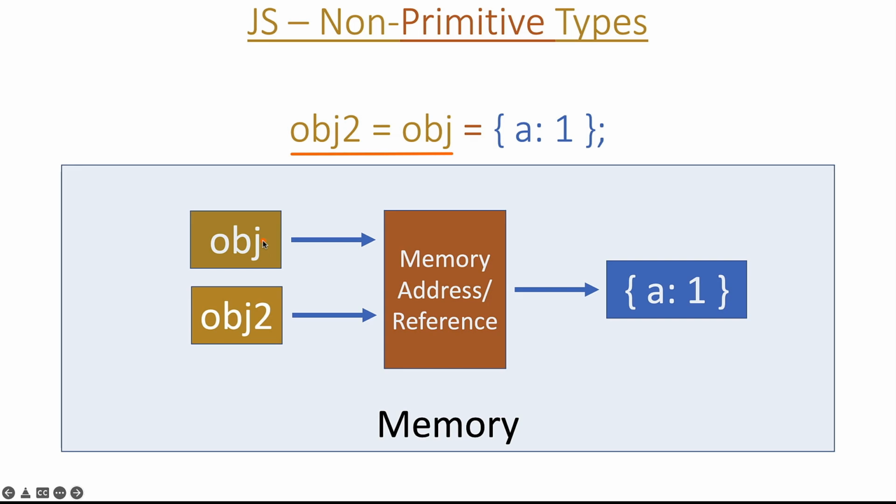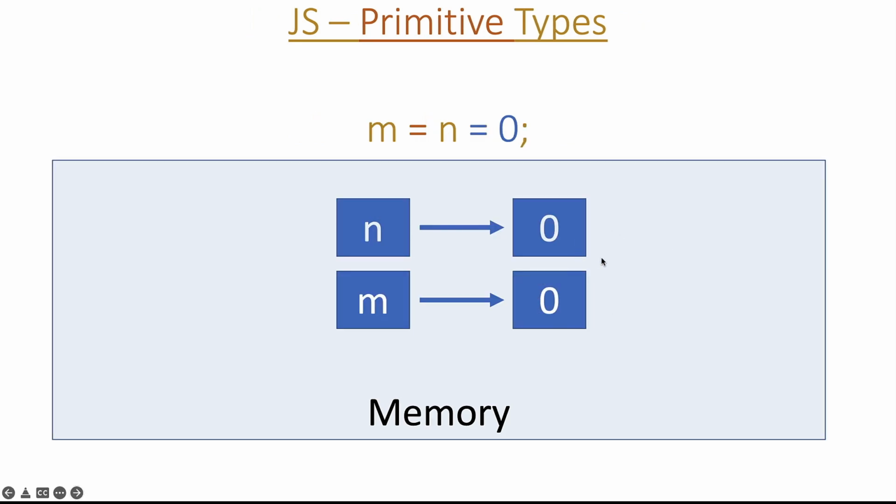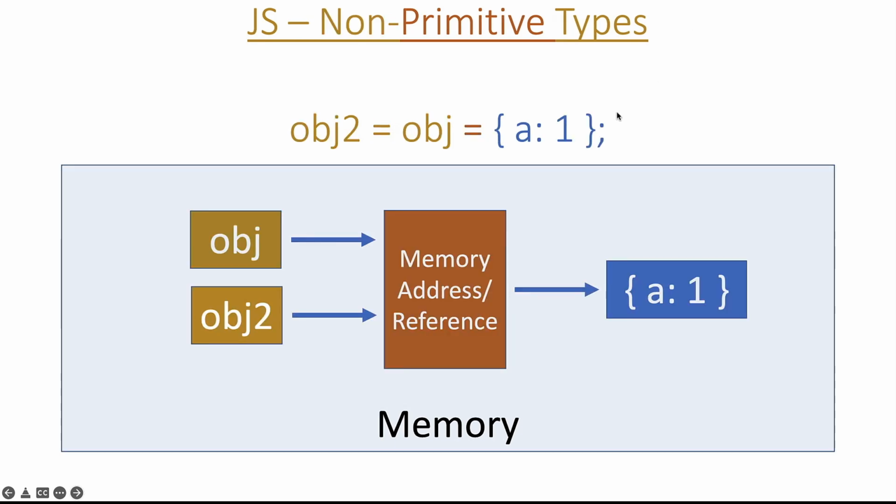What obj and obj2 will have as their value is the value of x. Basically, they will have the reference to where the actual object is stored in the memory. So for primitive types, when variables are assigned like this, each of the variables ends up getting a copy of the value. So in the memory, there will be separate copies of the value.